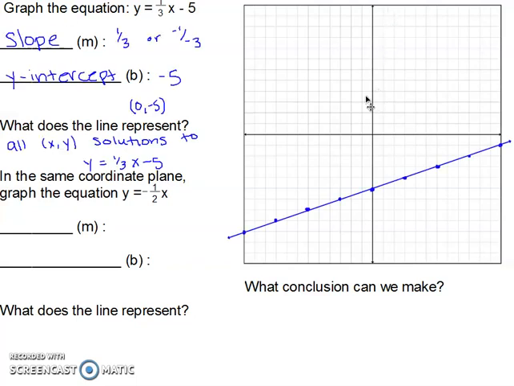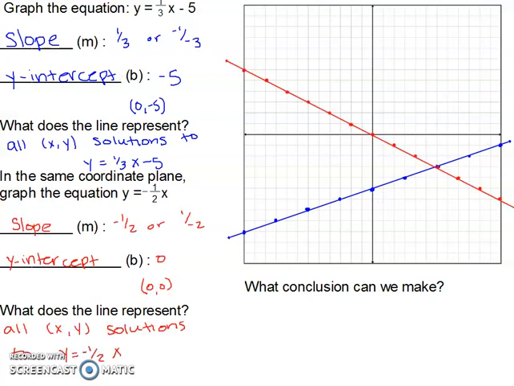So my first line with a slope of 1/3 and a y-intercept of negative 5 would look like this blue line here. I went down to negative 5 and put my y-intercept, up 1, right 3, up 1, right 3 until I ran out of graph. And then I can also go down 1, left 3, down 1, left 3 until I ran out of graph. The second equation I completed in red.